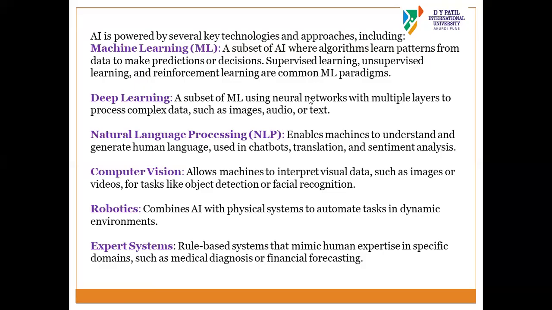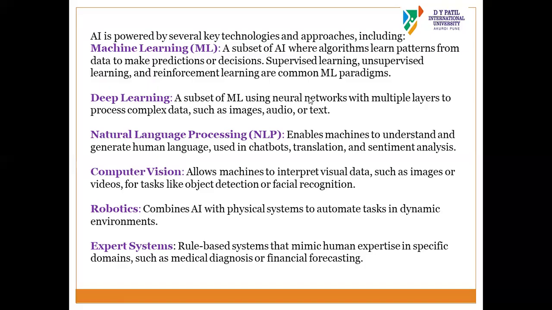So let's look at the machine learning part. It is a subset of AI where algorithms learn patterns from data. It can predict or take some decisions. The common paradigms in machine learning are supervised learning, unsupervised learning, and reinforcement learning. Similarly, deep learning is a subset of machine learning. It uses neural networks with multiple layers to process complex data such as images, audio, or text.